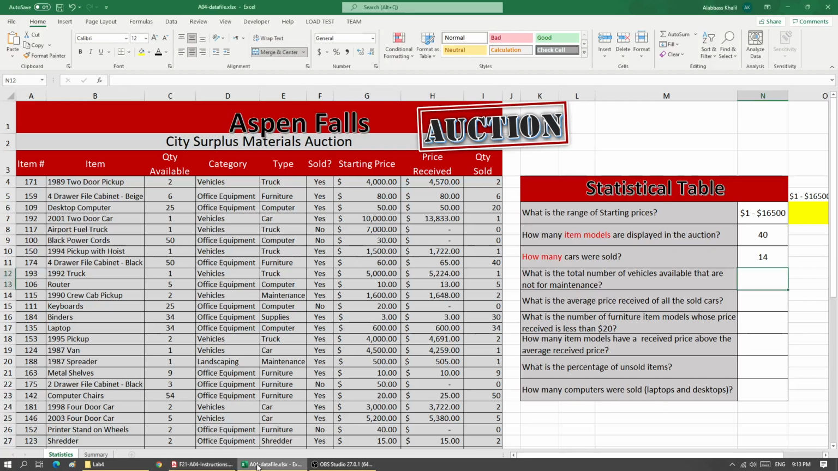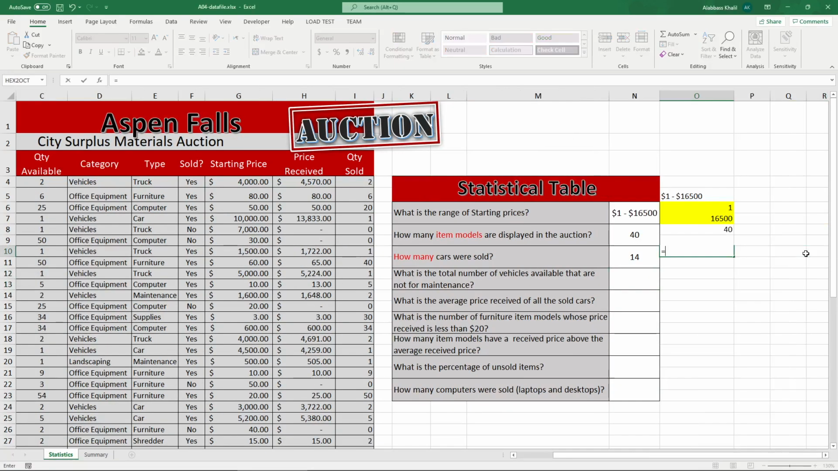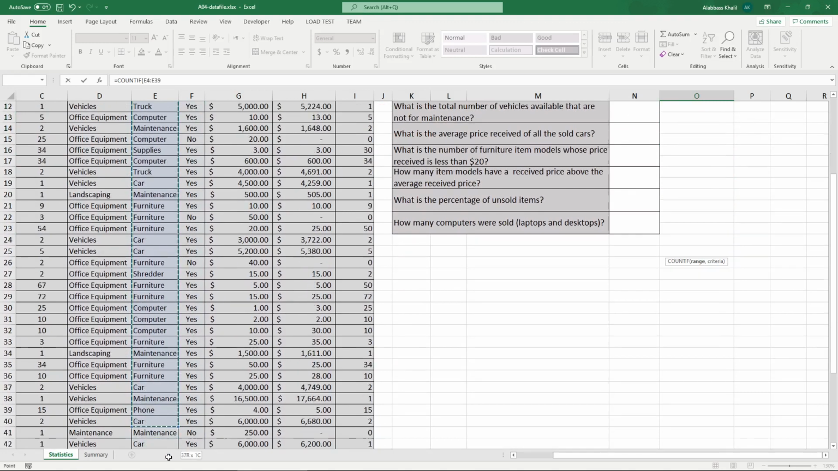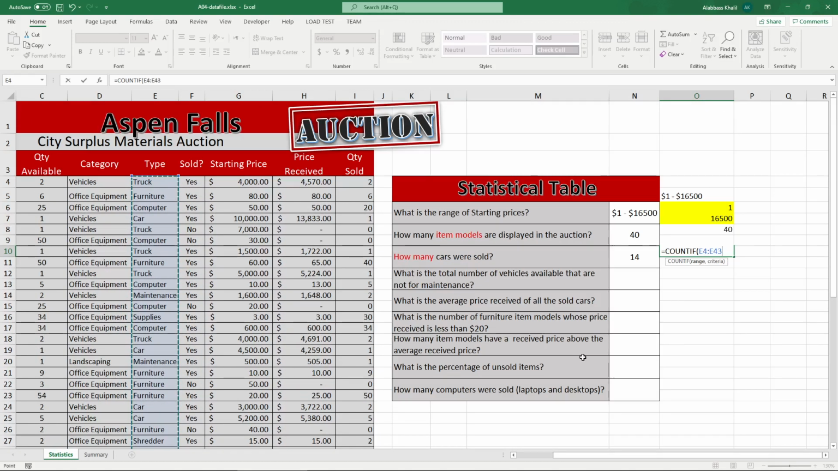So some people might have gotten 7 if they had just said... I'll give you an example of what it means that your range is the same as your criteria in a second. So first of all, let's count how many cars we have. Criteria car, we got 7. So in case you got a 7, that means you were counting how many car models you have, not actually how many cars you sold. So we need a sum here.